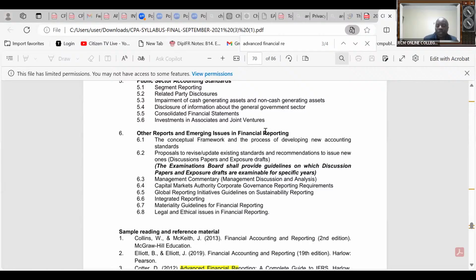So then here, what do they want us to talk about? They want us to talk about the conceptual framework and the process of developing new accounting standards, the IFRS standards. Quite close to this are the proposals to revise and update existing standards and recommendations to issue new ones, what we call the discussion papers and exposure drafts. 6.3, we have, very important here, management commentary, management discussion and analysis. 6.4, Capital Markets Authority corporate governance reporting requirements.